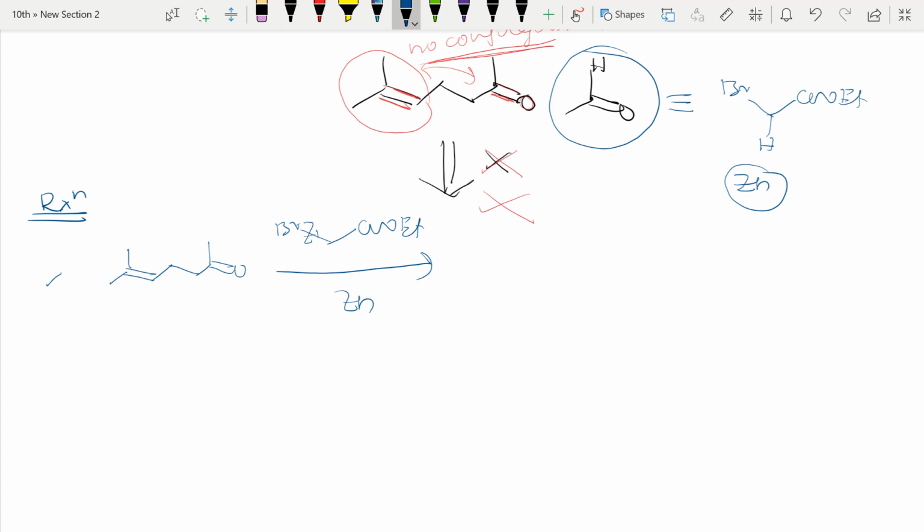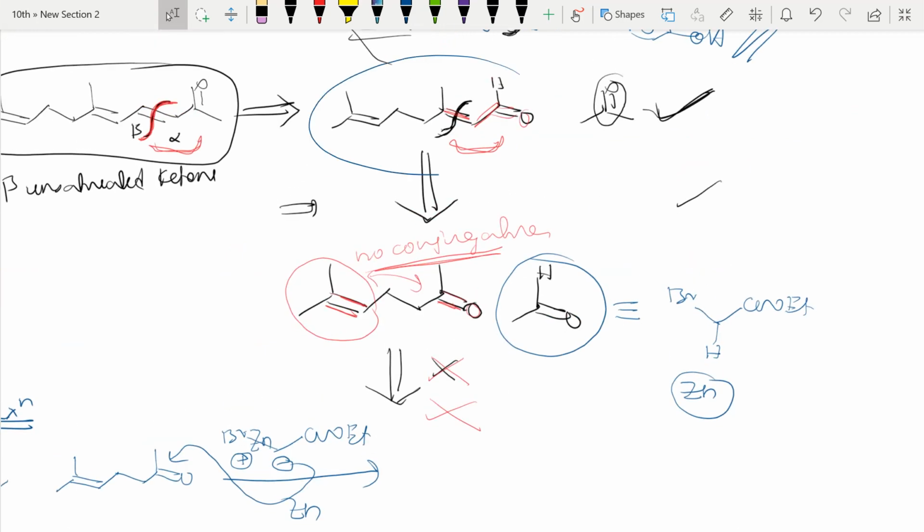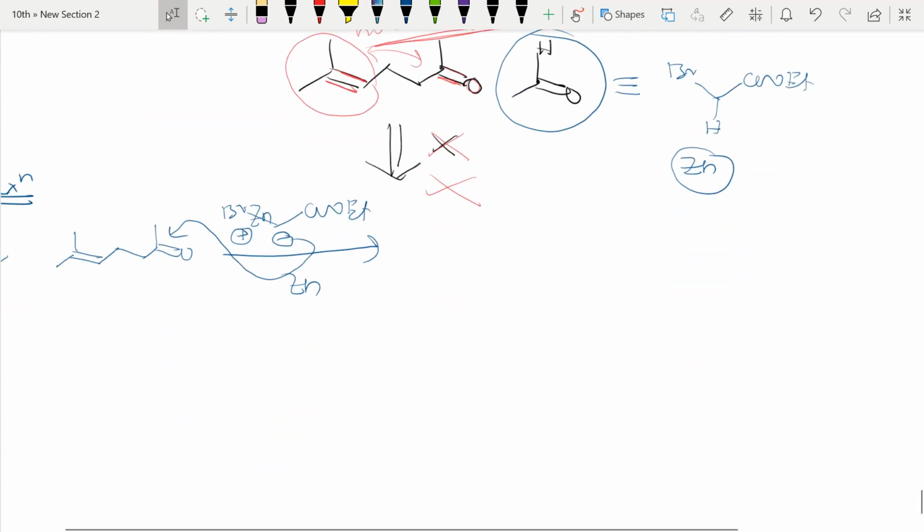Zinc will get inserted here. So this will be a negative charge. This zinc will be a positive charge. So the reaction can occur. So during the reaction, my aim is to get this compound. See, this compound I should get. Whether I will get it here or not, let us check that. So what happened?